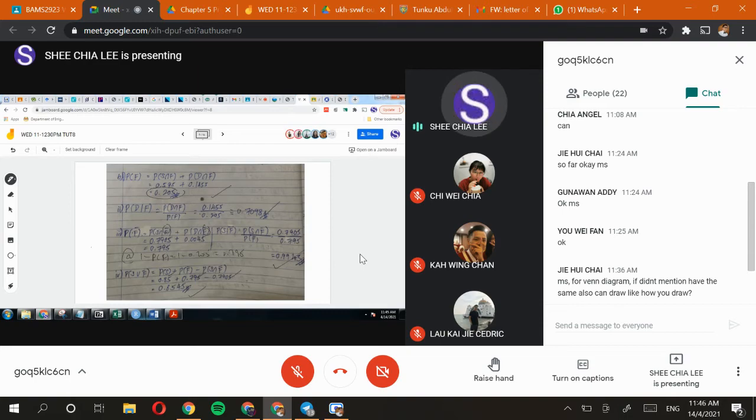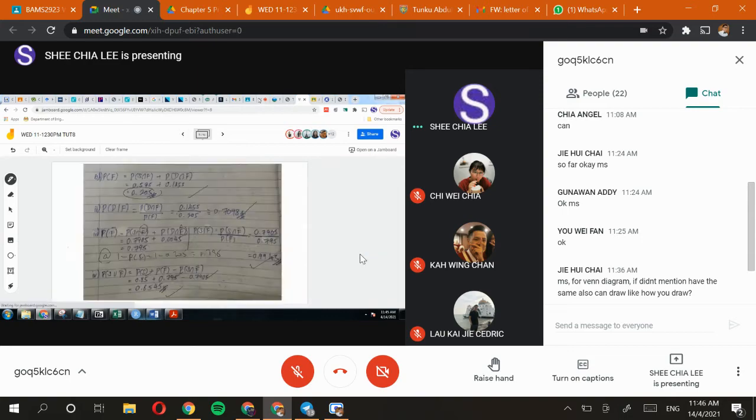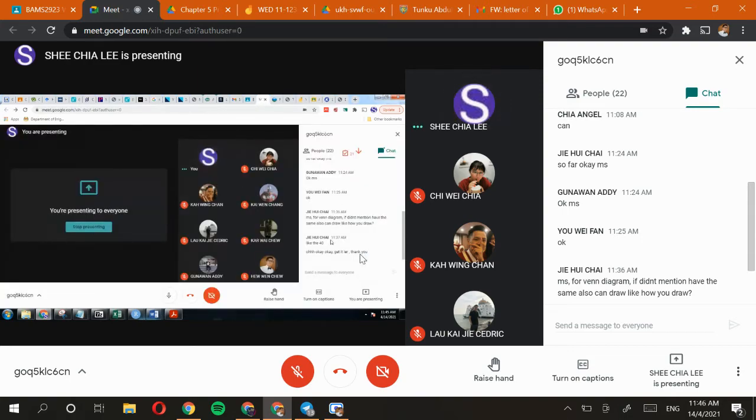Can you follow or not? This one, the tree diagram. Okay, I give you some time. You see first, see whether you understand or not. If you have problem, then you ask. Okay, you do now.